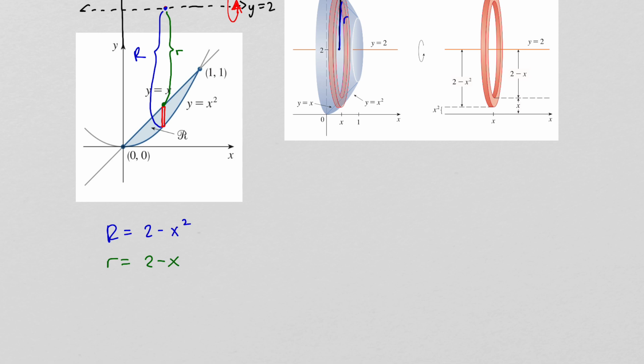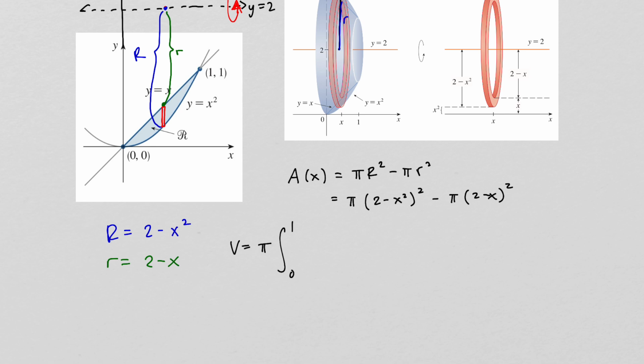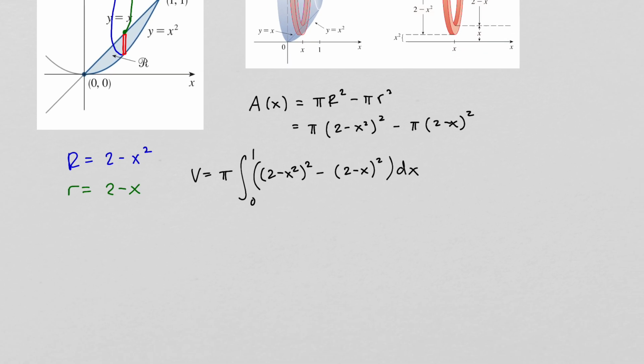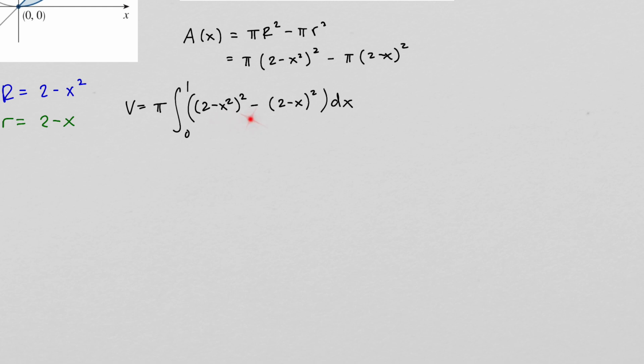All right, so once I have big R and little r, now I know the cross-sectional area, which is pi times big R squared minus pi times little r squared, is going to be pi times (2 minus x squared) quantity squared minus pi times (2 minus x) quantity squared. And so the resulting volume will be pi times the integral from 0 to 1 of (2 minus x squared) squared minus (2 minus x) squared. Okay? And so now we just have to multiply this out and compute everything carefully.